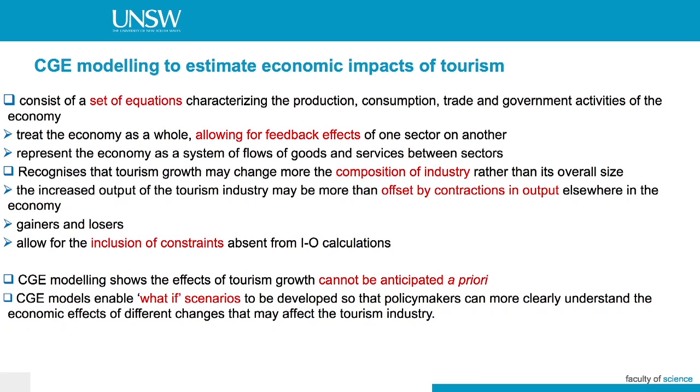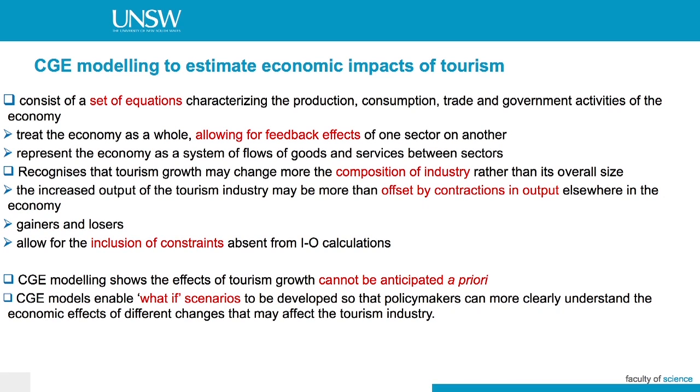The increased output of tourism may be more than offset by contractions in output elsewhere in the economy. There will be gainers and losers, and I'll mention some examples of these in a minute. They allow for the inclusion of constraints that are absent from the more simple input-output calculations. And the modelling shows that the effects of tourism growth cannot be anticipated a priori.